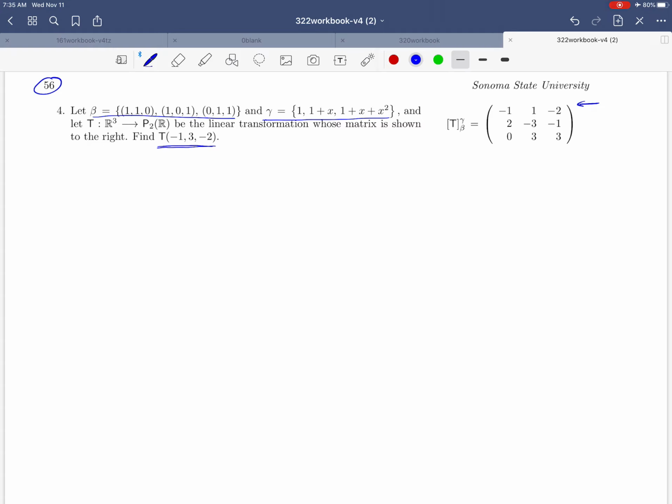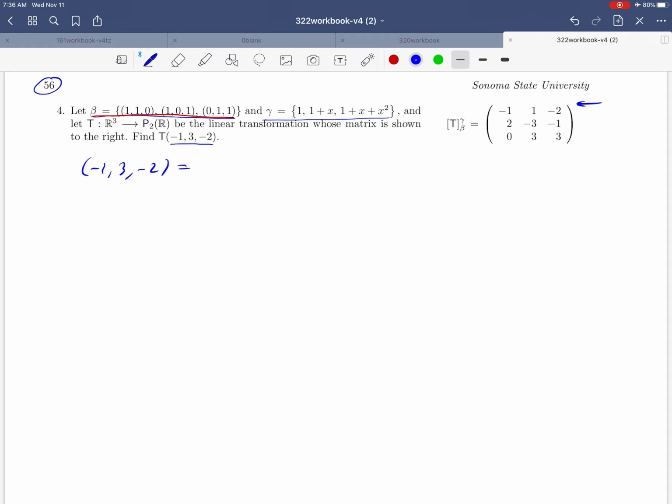Well, first thing that would be good to remind ourselves of is what is the meaning of this matrix? Remember that a matrix of a transformation takes us from coordinates to coordinates. So one way that we could start this problem is to just calculate all of the coordinates that we can. Maybe starting with the input. We'd like to substitute this tuple in, (-1, 3, -2). So how about if we start by finding the coordinates of that tuple relative to this basis? Okay, we can do that.